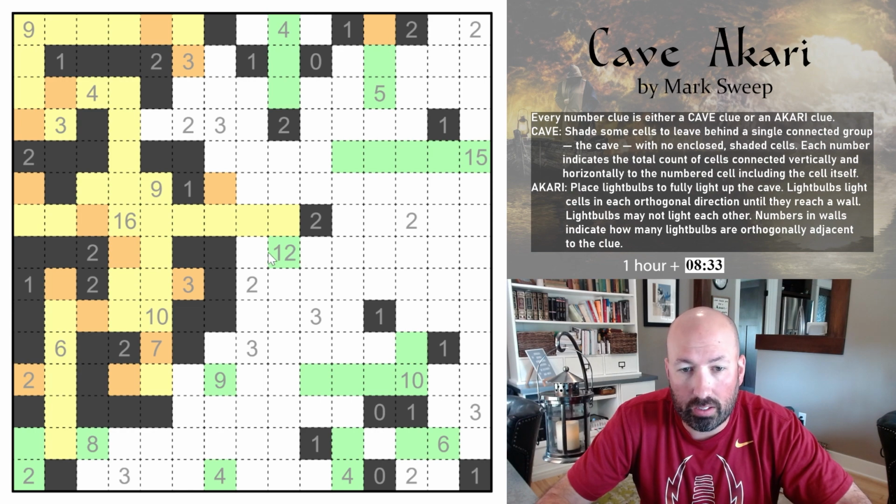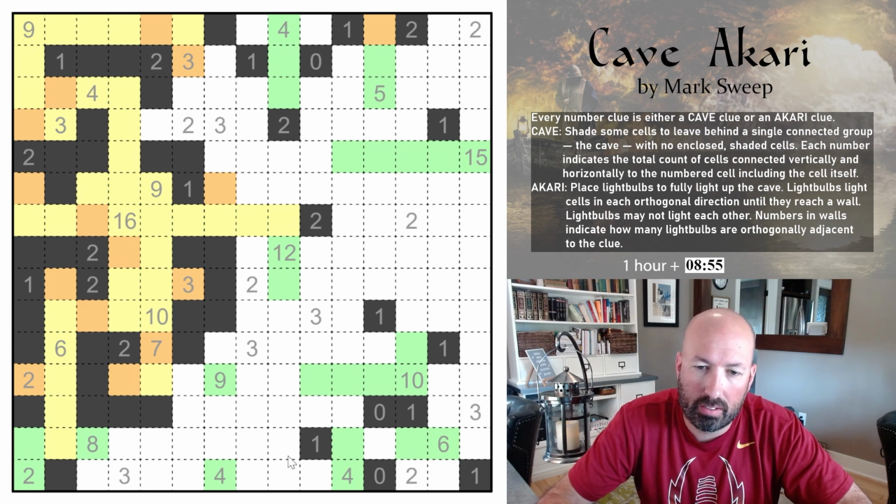The 12 is more limited now, right? Because we got these walls down here. So the 12. 1, 2, 3, 4, 5, 6, 7, 8. It can only get 8 horizontally now. 9, 10, 11. So it's got to have one more down. It's not as good as I thought it was going to be. 2, 4, 6, 8, 10, 11, 12. Yeah.